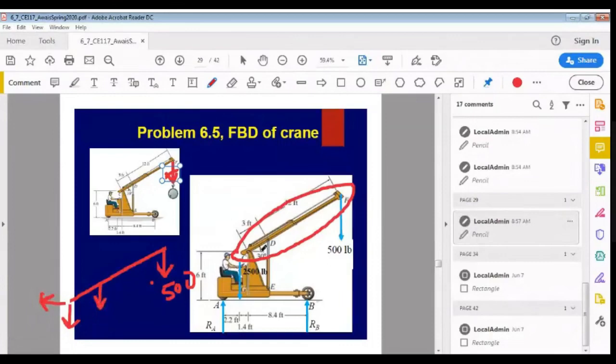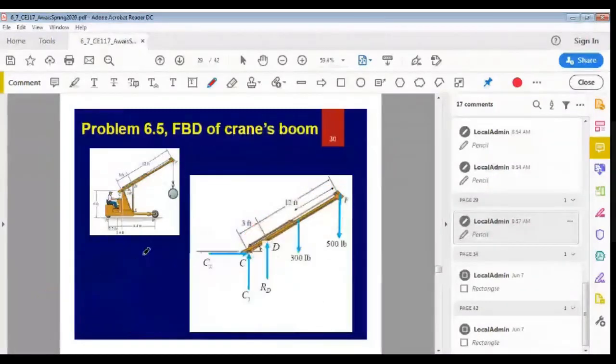Then this bar or this boom has a self weight as well, which acts through the center of gravity. Let's assume that this is the center of gravity. So this is the total weight, and the weight was given, it was 300 pounds. So this is the complete free body diagram of the crane's boom. It is also shown in the presentation slide as well.